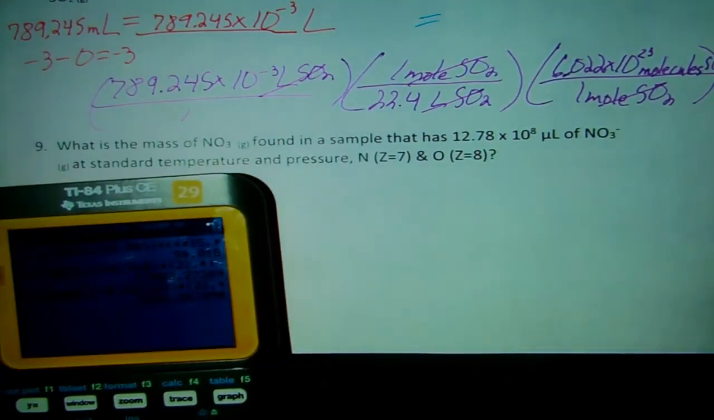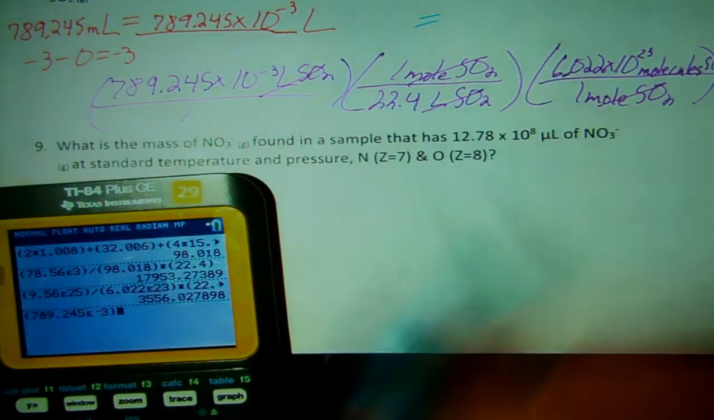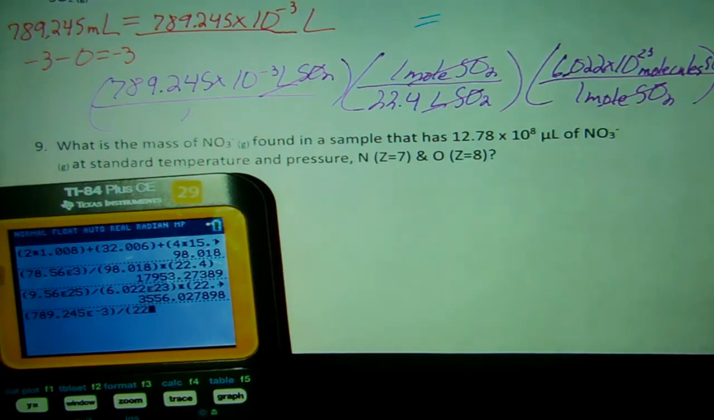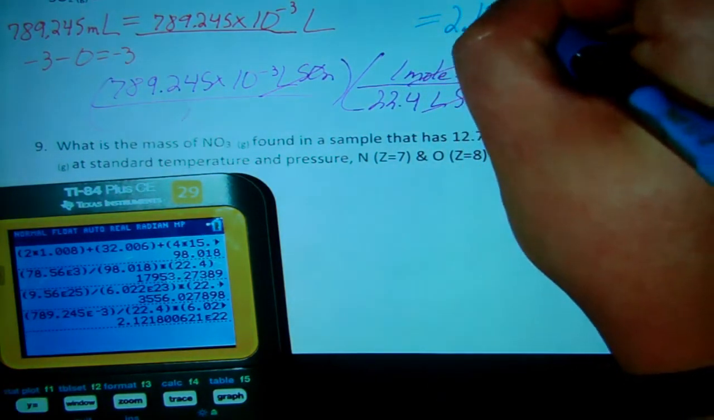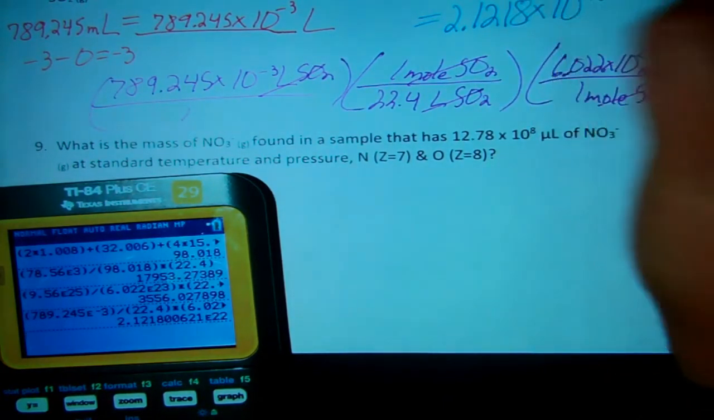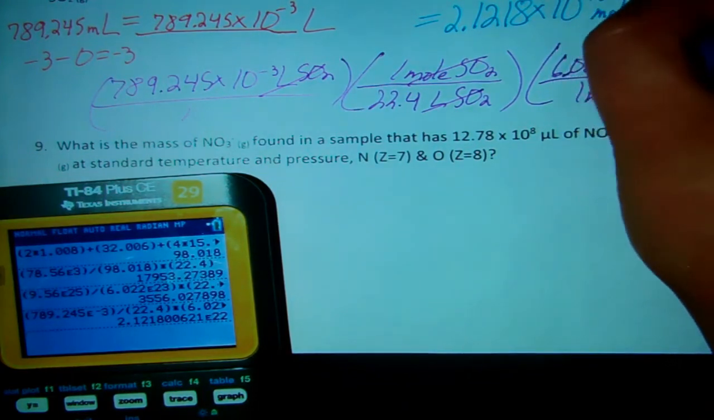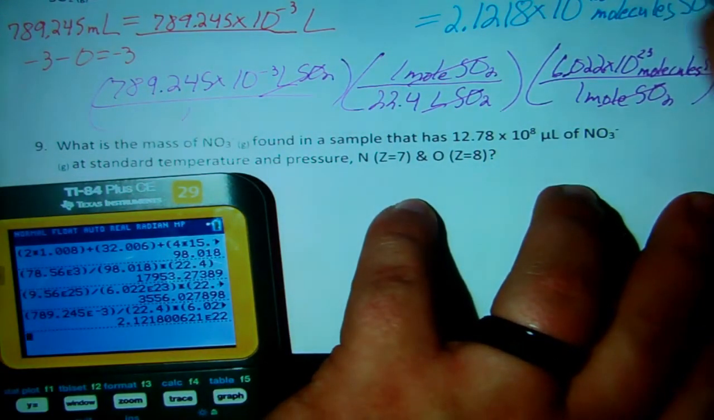So I need 789.245 to the -3rd divided by 22.4 times, because it's on the top, 6.022 times 10 to the 23rd, which gives me 2.1218 times 10 to the 22nd. And these are molecules of SO2.